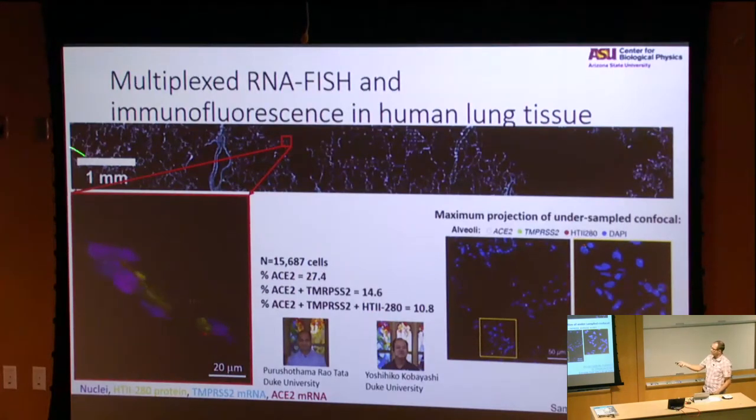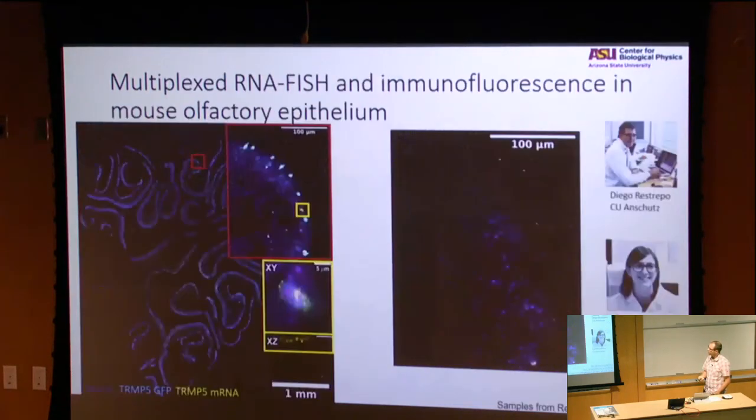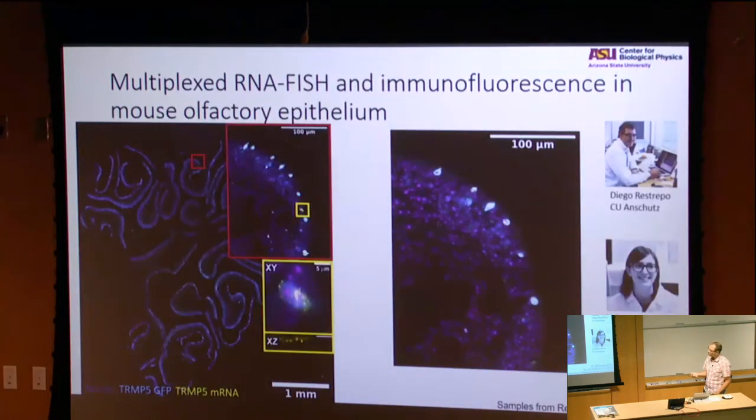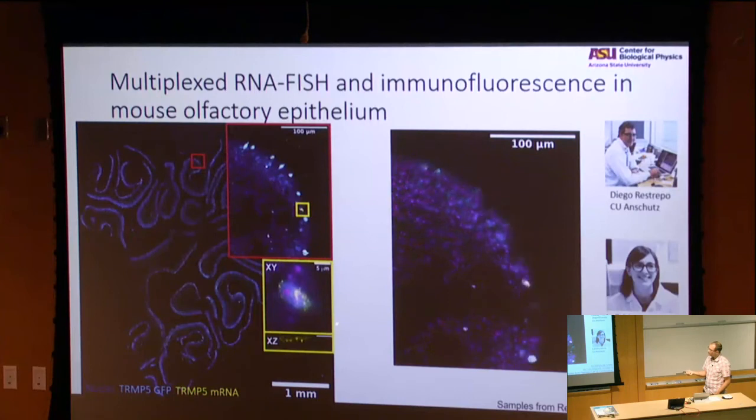We were able to count this in like 16,000 cells. But the nice part is we can generate this data in a couple of hours, so this is weeks better than they could do with their standard microscope. We can do this in what's called the olfactory system. This is in the mouse, a mouse model of infection, in collaboration with some people at CU Anschutz.